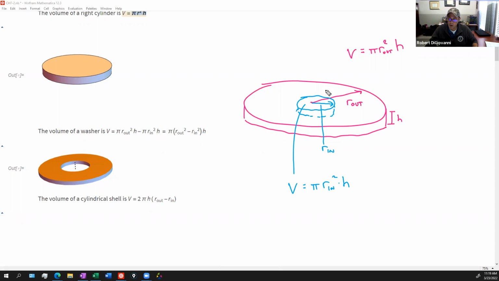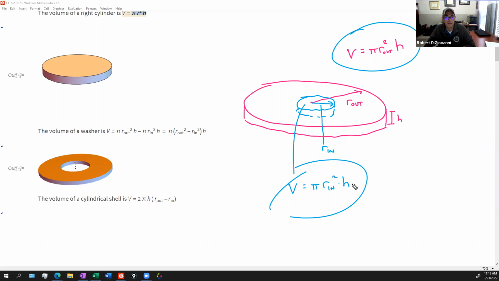So if I want to know the volume of the whole thing with the center cut out, I'm just going to take this one and subtract from it this one, right? Take the volume of the big one, subtract the volume of the small one. That's what I have written here: pi r out squared times h minus pi r in squared times h.